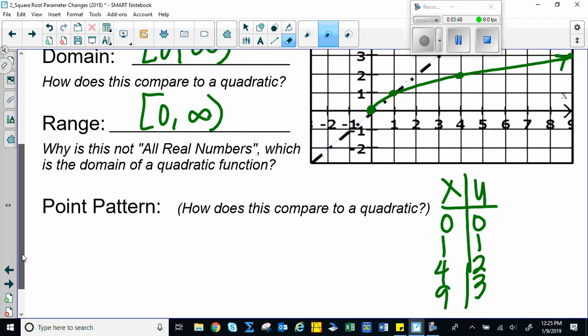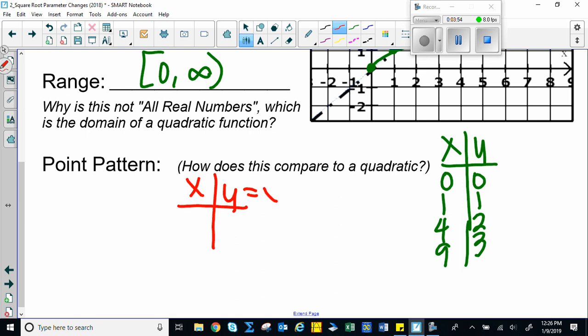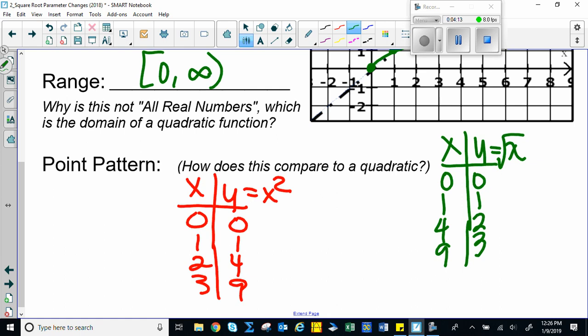The point pattern, if I think back to quadratic for a minute: 0 squared is 0, 1 squared is 1, 2 squared is 4, 3 squared is 9. How is this similar to what we just wrote? It's the inverse. We flipped the x and y's, right? That's kind of what we've been studying. We're flipping the x and the y's. This is my square root of x. So the x and y's are flipped.